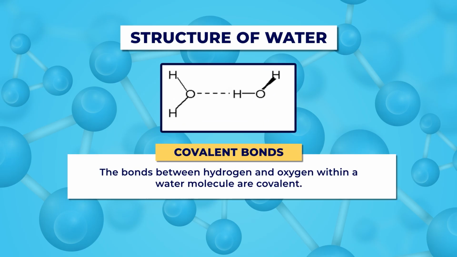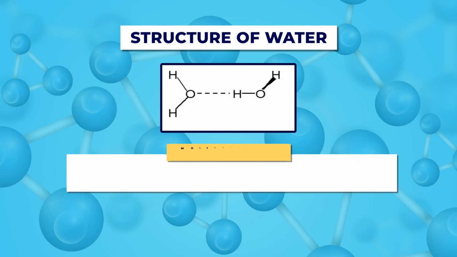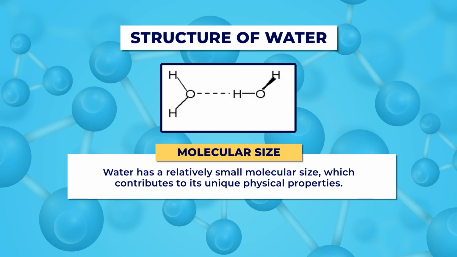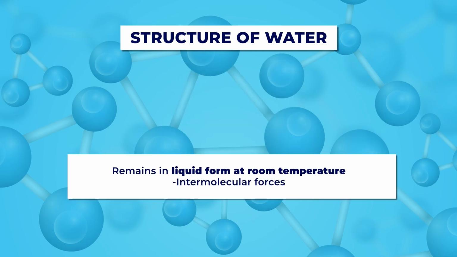Within the water molecule, there is a covalent bond as shown in the picture, and there is a weak hydrogen bond. But the number of hydrogen bonds is large, so it gives the unique characteristics which we will be sharing. Water has a relatively small molecular size, and because of this it also has unique physical properties. For example, it remains in liquid form at room temperature because of the intermolecular forces.